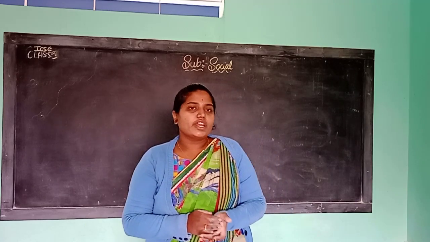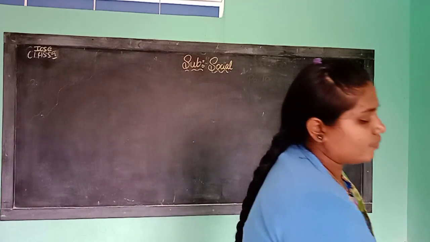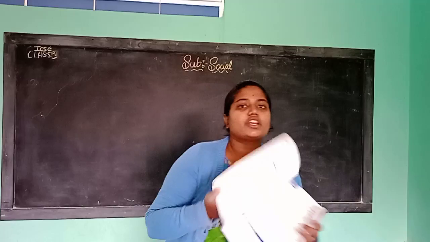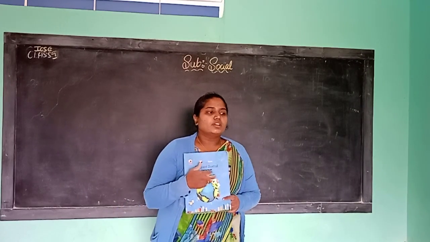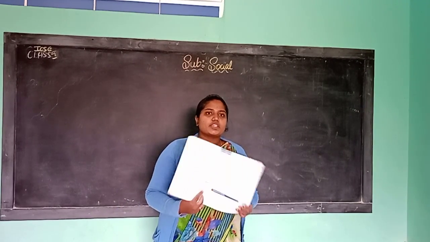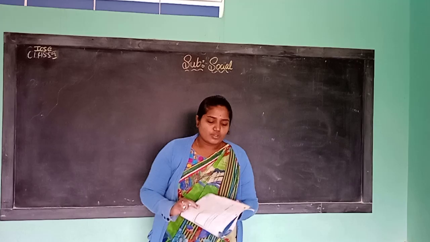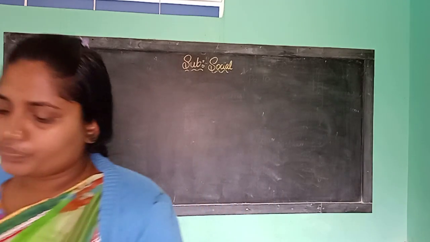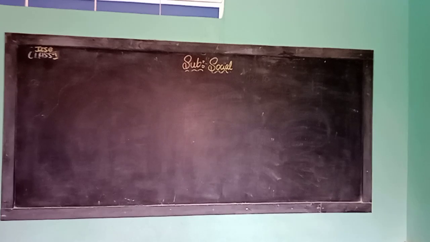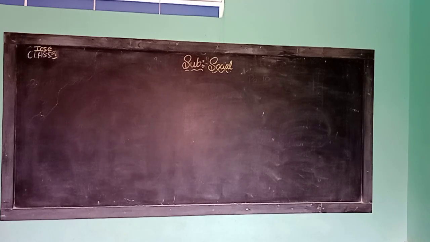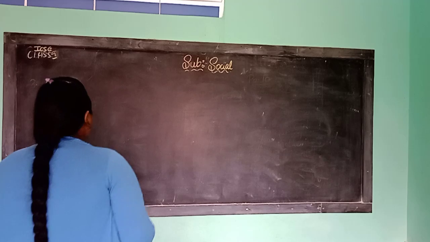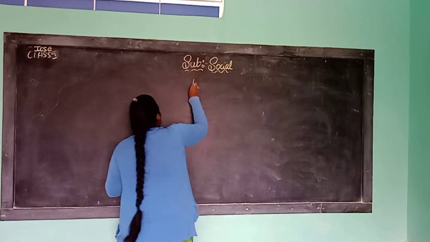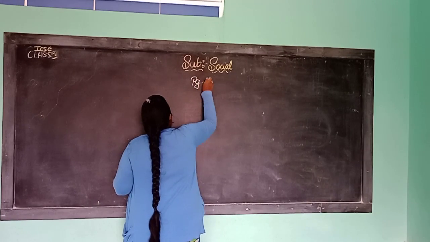So now, take out your social textbook. Open your social textbook. Open page number 2, children. Open page number 2. Take pencil. Open page number 2 in your textbook and take out pencil. Page number 2.